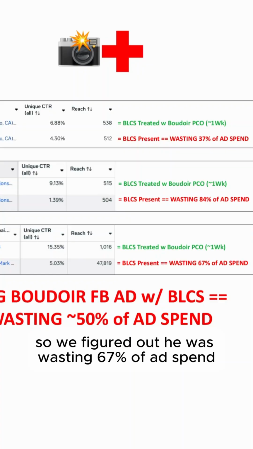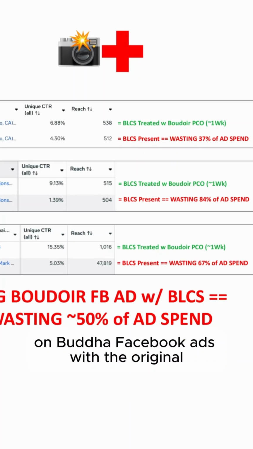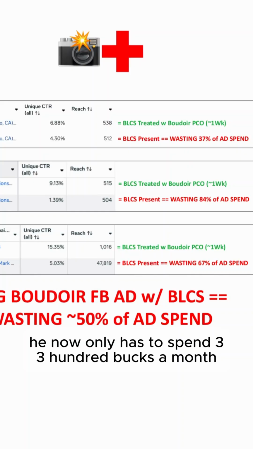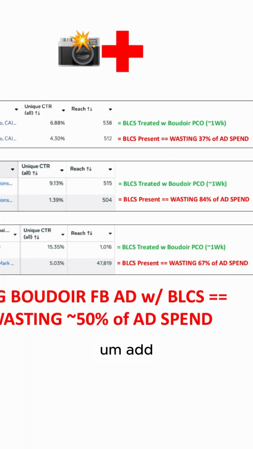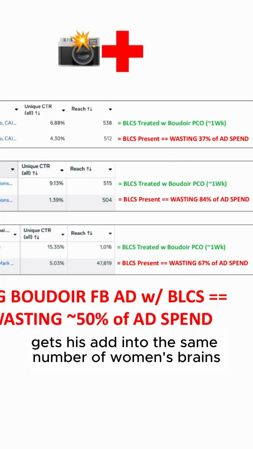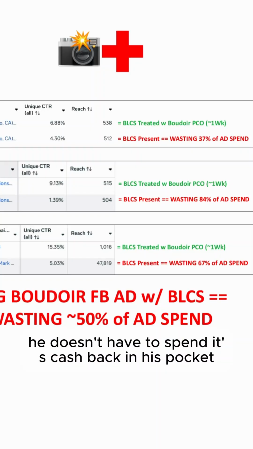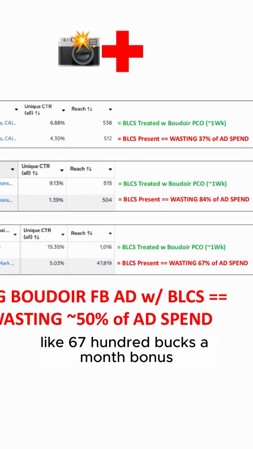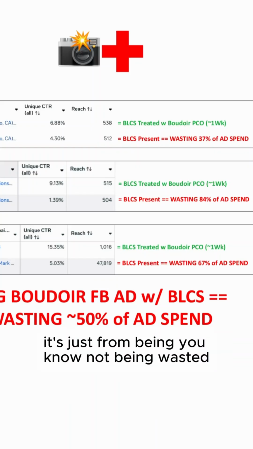So we figured out he was wasting 67% of ad spend. So if he's spending 10 grand a month on Boudoir Facebook ads with the original, he now only has to spend 3,300 bucks a month with the Boudoir Pico treated ad, and he gets his ad into the same number of women's brains. So it's 6,700 bucks a month he doesn't have to spend. It's cash back in his pocket, like a 6,700 bucks a month bonus. Doesn't have to service any clients. It's just from not being wasted.